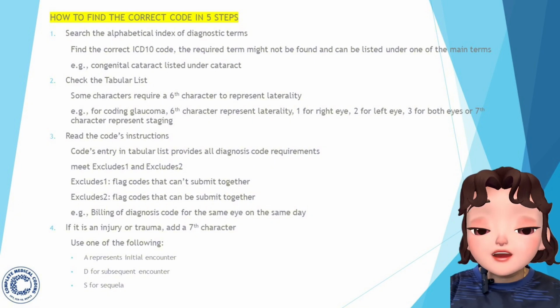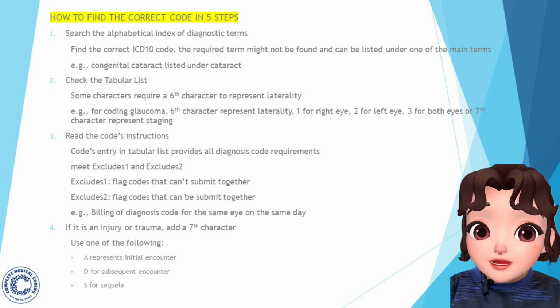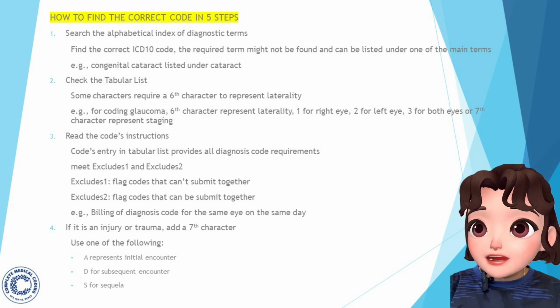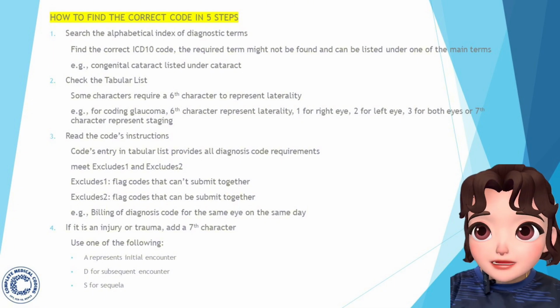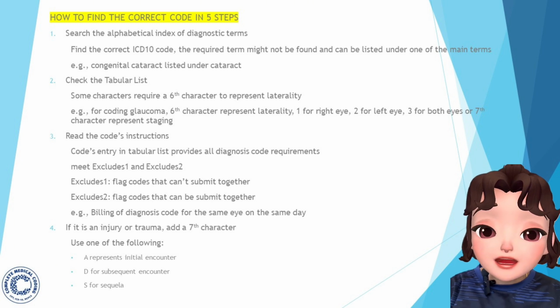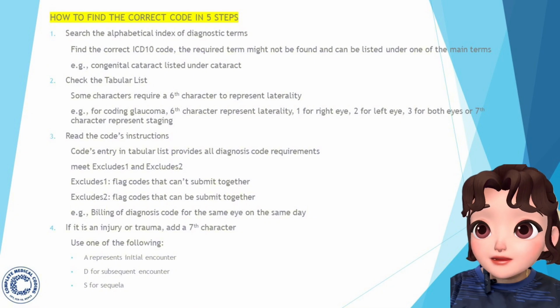Third one, read the code's instructions. There are a few instructions also mentioned below the codes, same as CPT. You should read all those. That means the codes in the tabular list provide all diagnosis code requirements, such as Excludes 1 and Excludes 2. What are Excludes 1 and Excludes 2? Sometimes you can see in diagnosis Excludes 1, Excludes 2.